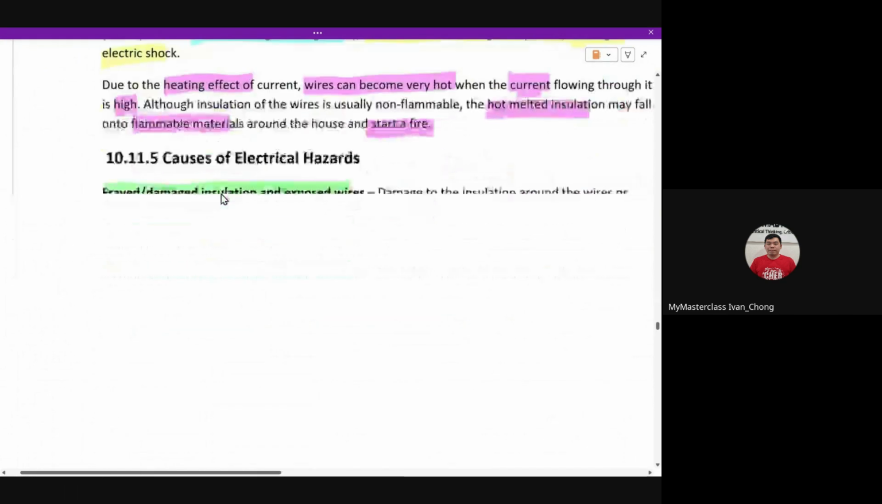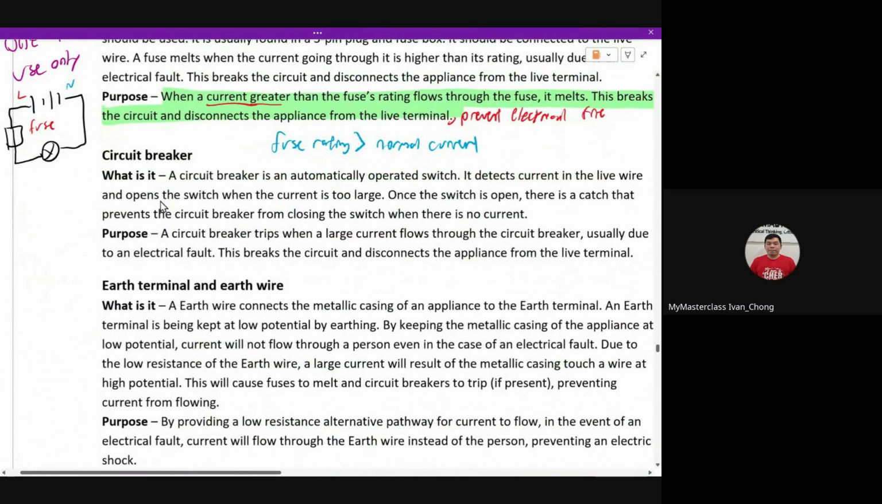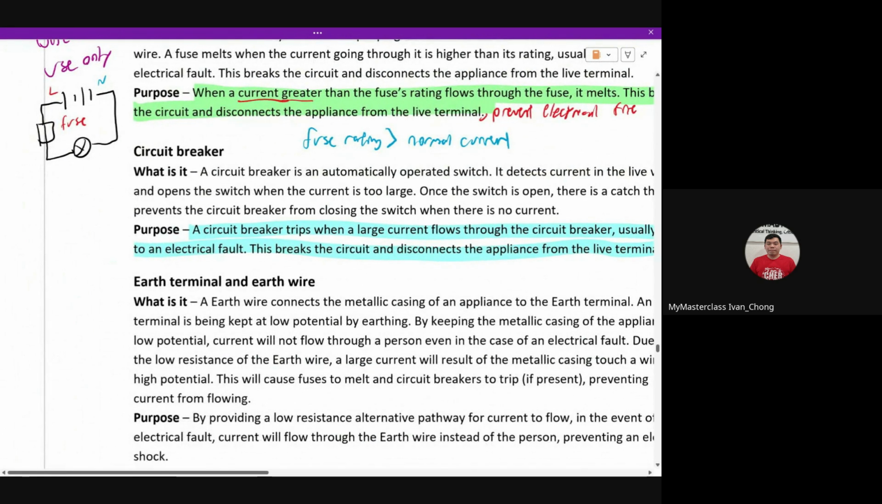Now, if we go down the list, we have what we call next a circuit breaker. A circuit breaker is a bit special. It actually has the same function as your fuse. You can just imagine it as a better fuse.